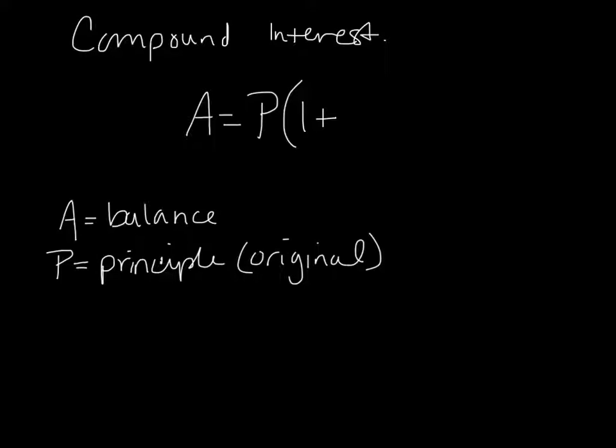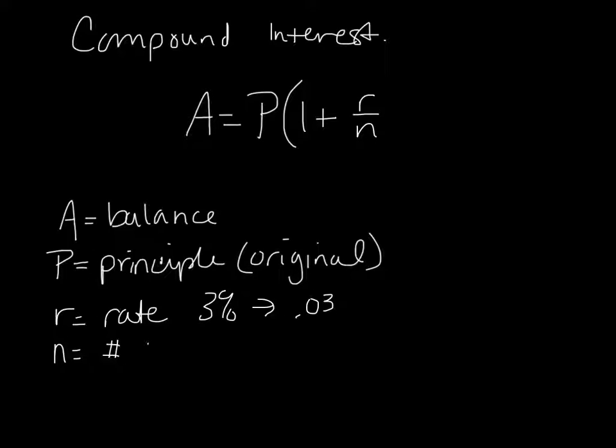And then the rate that we're going to have, instead of just being an R, we're actually going to have R over N. R stands for our rate in decimal form. So if it was 3%, then it would be 0.03. And then N would be the number of times it's compounded in a year. So if it's monthly, then N would be 12. What it's doing is breaking down that 3% into a monthly basis. Instead of 3% all at one time, it's going to be a 12th of that each time.